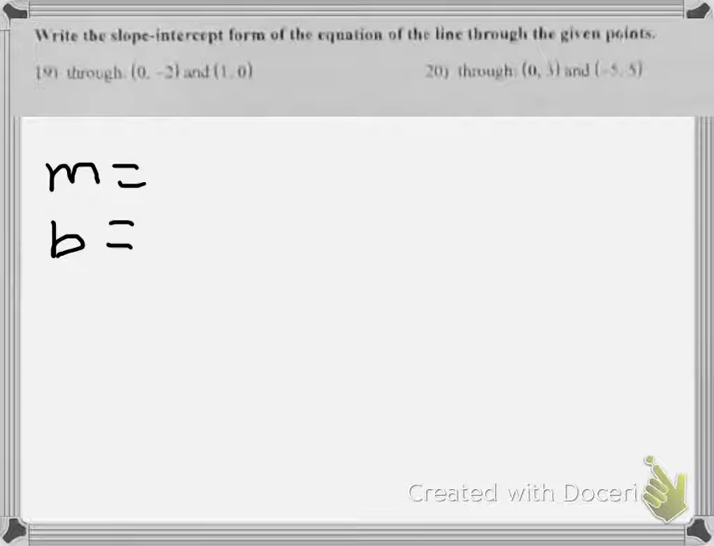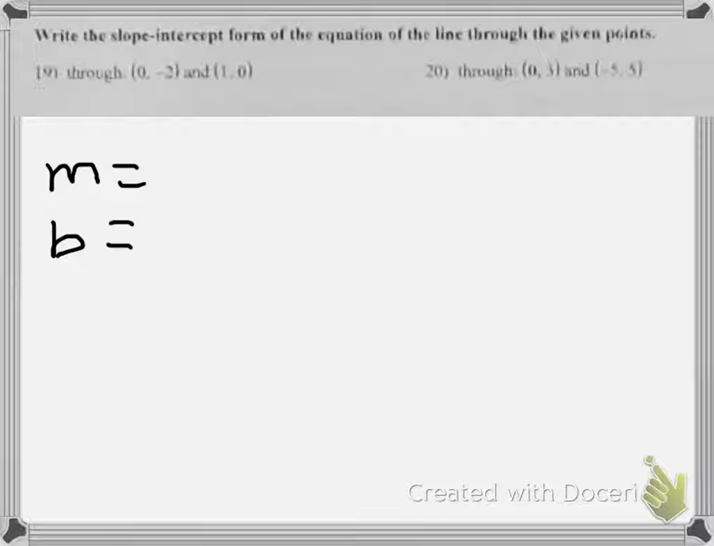Alright, so if we look at the back side, number 19, the directions say write the slope-intercept form of the equation of the line through the given points. So here we're given points (0, -2) and (1, 0). The information that we need to know is 1, the slope, and 2, the y-intercept, which in this case, neither are given. Let's focus on finding the slope.